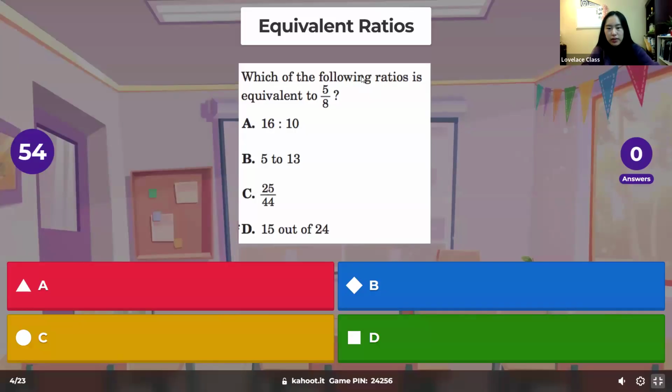This is comparing ratios to fractions. Be careful. Also, remember that order matters. So be careful with this ordering.